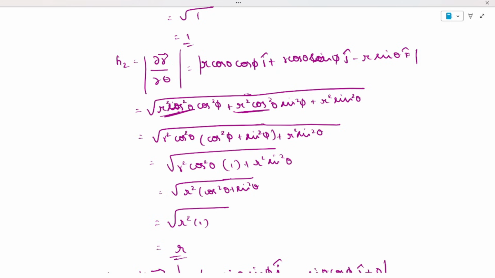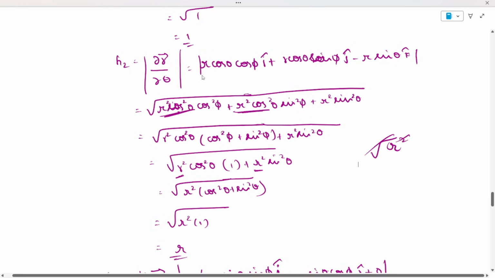R² sin²θ, write it as it is. Now r² cos²θ and r² sin²θ will be remaining. Take r² common, and you will get cos²θ plus sin²θ. Again, in the same way, you can cancel the root and the square, and you will get only r. That is the value of h2. h1 we got as 1.